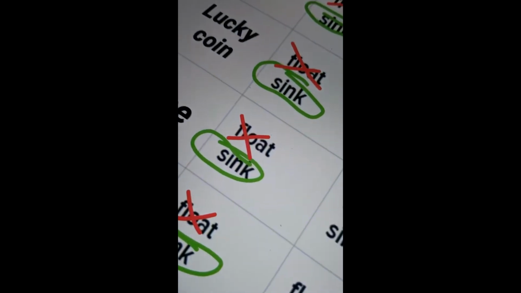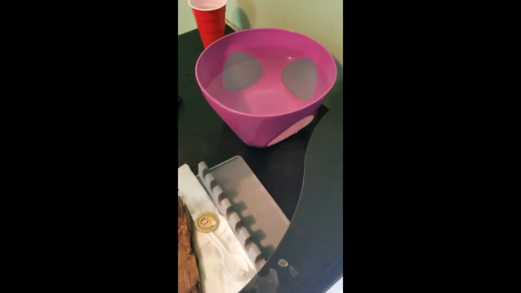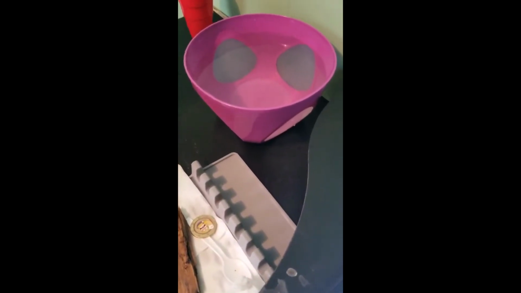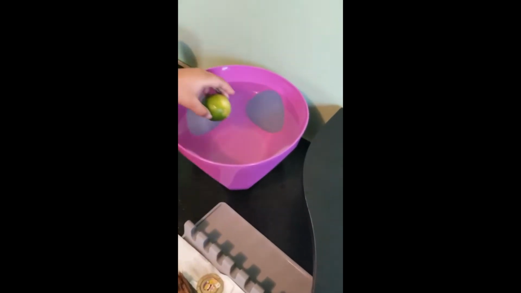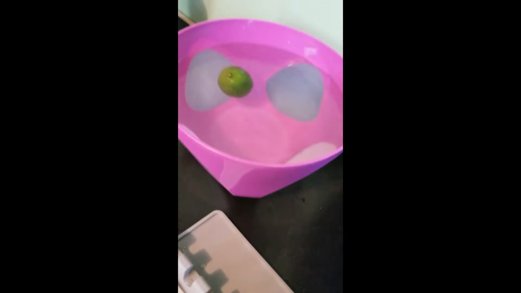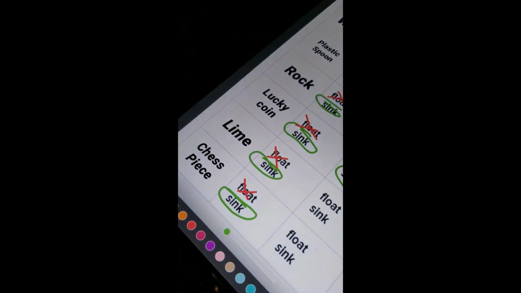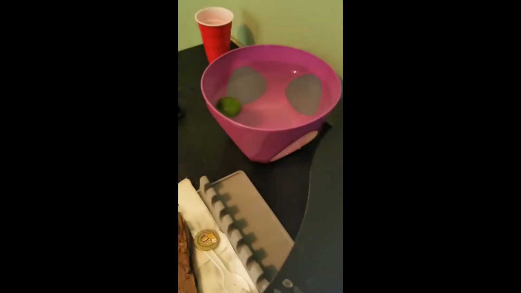Hold on. Your prediction was that the lime is going to sink. Why do you think the lime is going to sink, Jordan? Because it might be heavy. It might be heavy. Oh, that's a good question. Let's test it out. Uh-oh. What happened? It's floating. It floats. So Jordan was confused. He predicted that the lime is going to sink, but it floats.